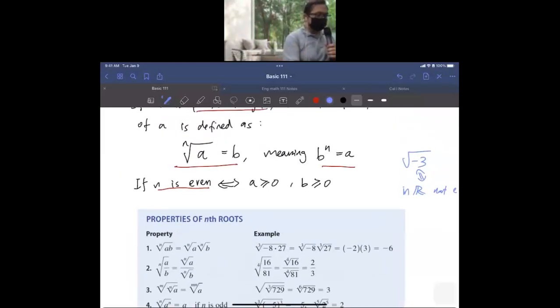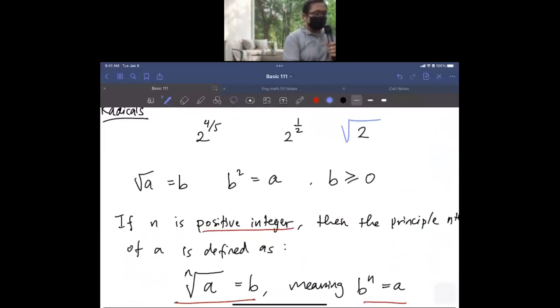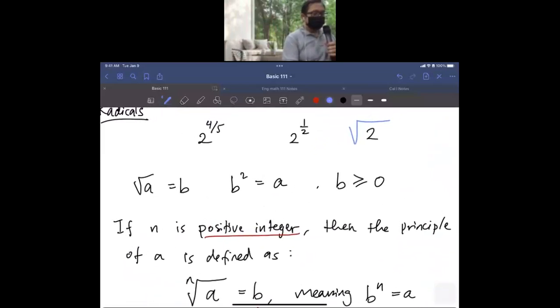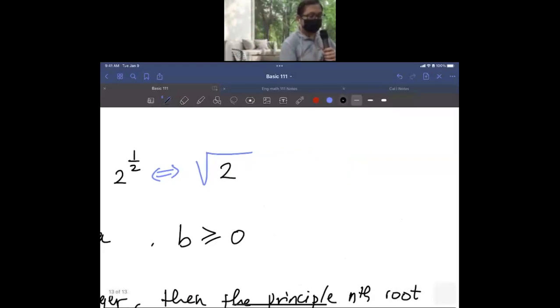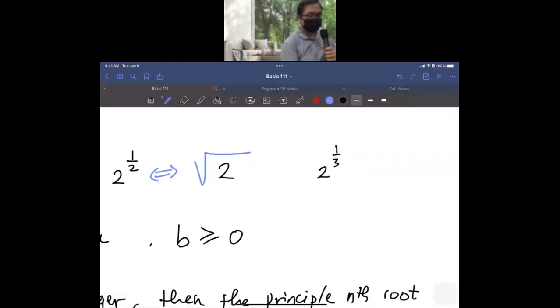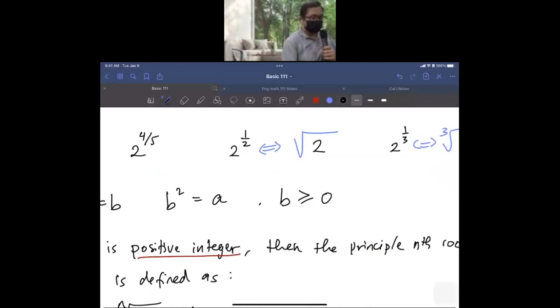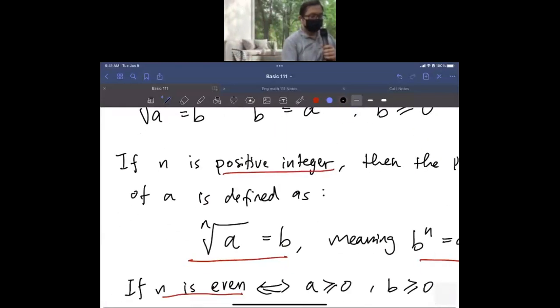So for example here, for the definitions, let me just write here. 2 with power of half, we can define this rational 1/2 as a square root, right? Or if we have another one here, we can define this with a cubic root, and so on and so forth, as long as the denominator is an integer. Here, n is a positive integer.